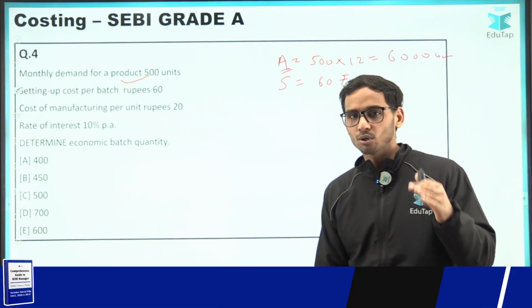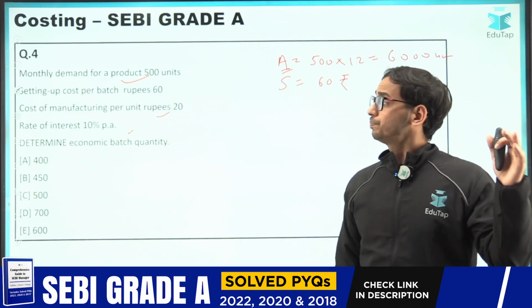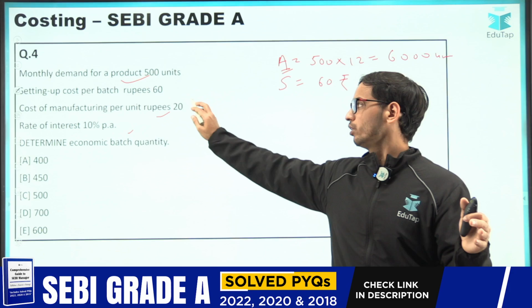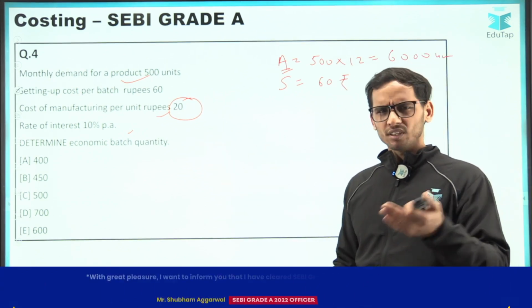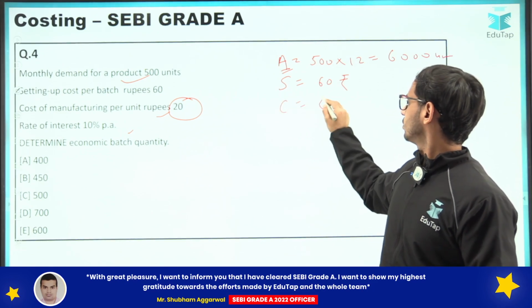So directly carrying cost is not given to you, but you have been given the rate of interest and also the cost of manufacturing per unit. So carrying cost will be based on this only. Okay, so 10% of 20 is 2 rupees. Simply 1 by 10 I have done. So carrying cost is 2 rupees.